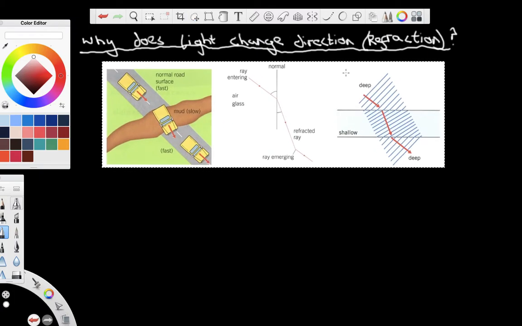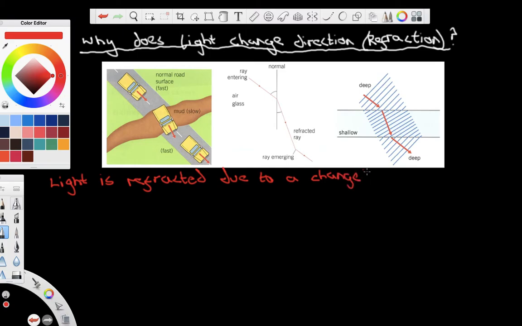Now, we said in our definition that light is refracted due to a change in speed. So we can put, first of all in red, that light is refracted due to a change in speed.